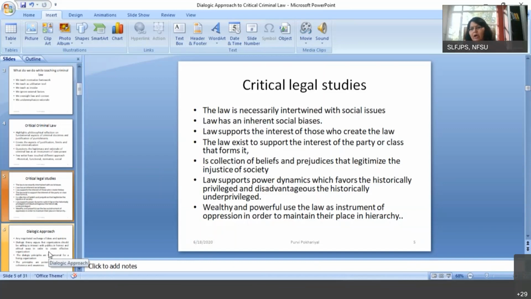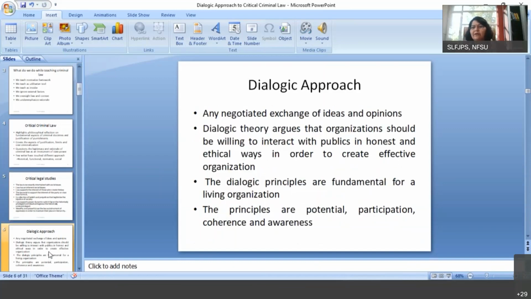Now, when we talk about critical criminal law, as I said, legitimacy is the most important thing. When we talk about legitimacy, the immediate question is how do we establish legitimacy? You can establish legitimacy only when there is fairness, fair dealing, due process, and not only fairness but procedural fairness. And for procedural fairness, a dialogical approach is very much required.